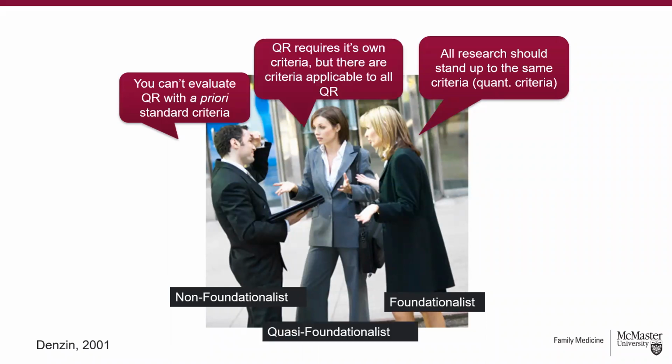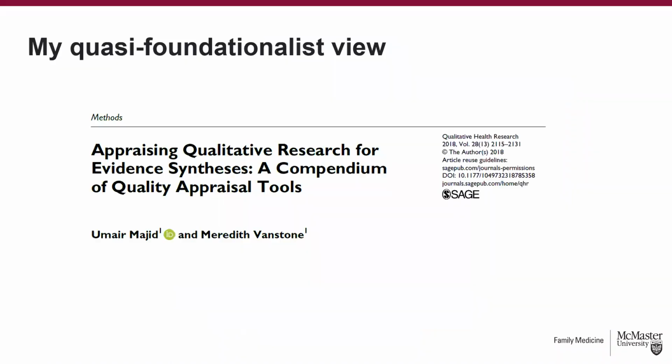And then in the middle, which I think is where most qualitative researchers sit, we have the quasi-foundationalist camp who say, okay, yes, we can appraise qualitative research. It requires its own criteria, and sometimes those criteria have to be quite flexible. Within this camp, there are differences of opinion about what those criteria should be, whether the same criteria should be applied to all different types of qualitative research, or if each methodology should have its own criteria. So there's still some muddiness even in that middle.